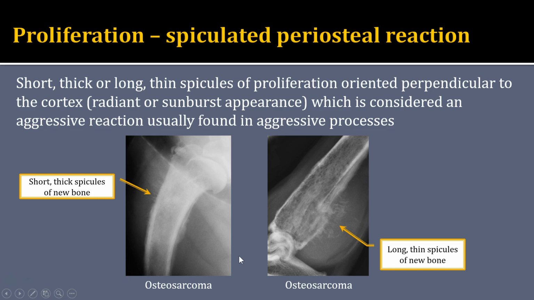So this spiculated periosteal reaction is caused by the periosteum being elevated from the cortex faster than our bone can fill in. Oftentimes there is presence of pus or granulomatous tissue or tumor cells that prevent filling in between those spicules, and so that's why we get that appearance.